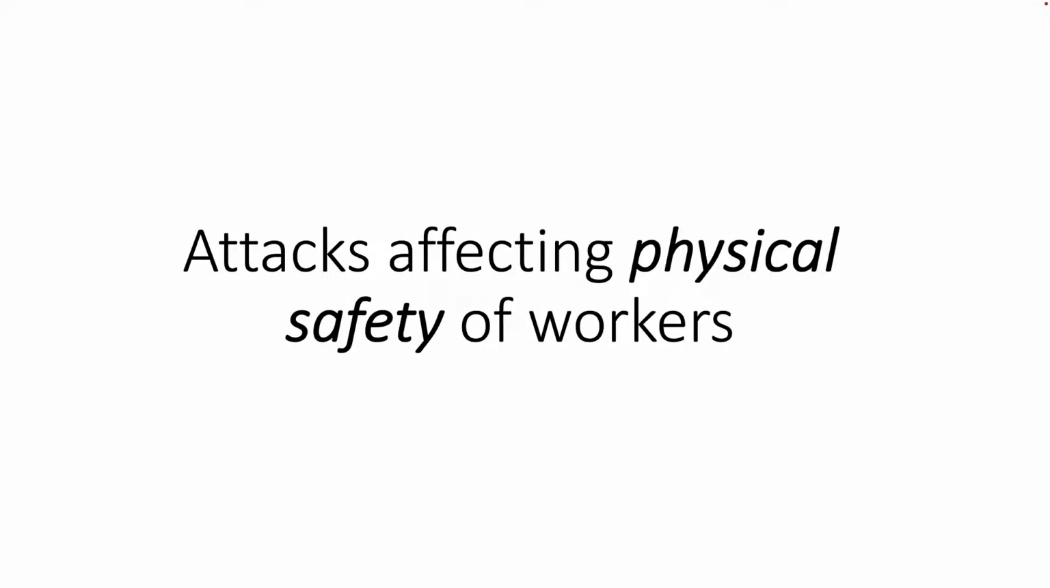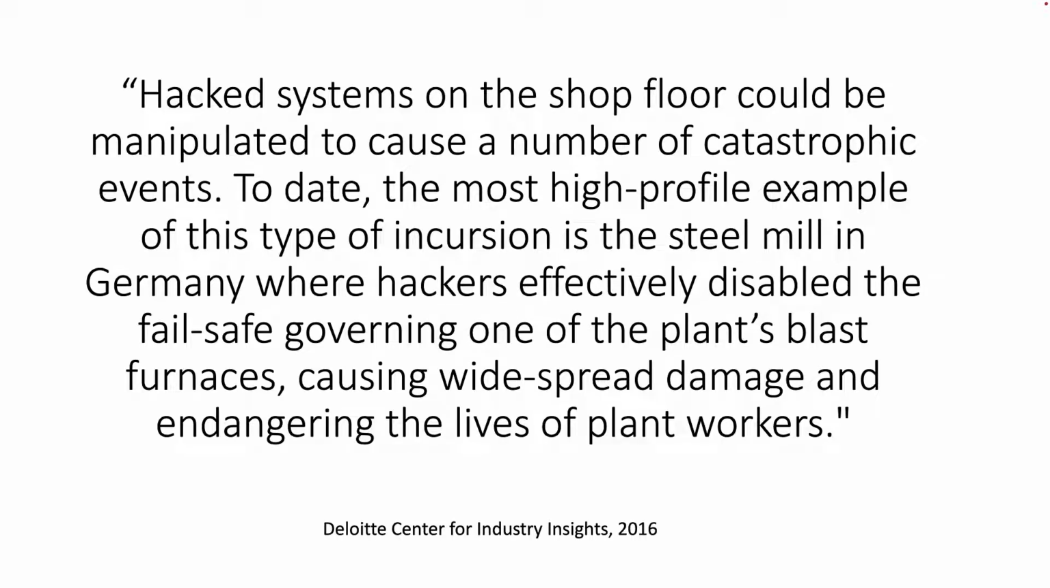Remember earlier I talked about physical damage and possible injury or death? Let's look at some attacks that are affecting physical safety of workers. As pointed out by Deloitte Center for Industry Insights, hacked systems on the shop floor could be manipulated to cause a number of catastrophic events. To date, the most high-profile example of this type of incursion is the steel mill in Germany, where hackers effectively disabled the fail-safe governing one of the plant's blast furnaces, causing widespread damage and endangering the lives of plant workers.